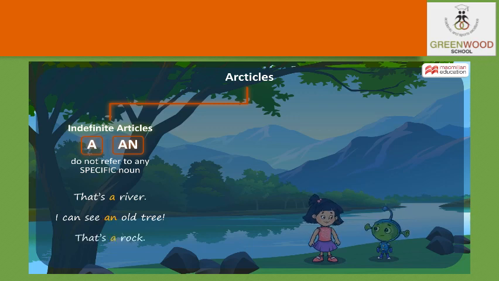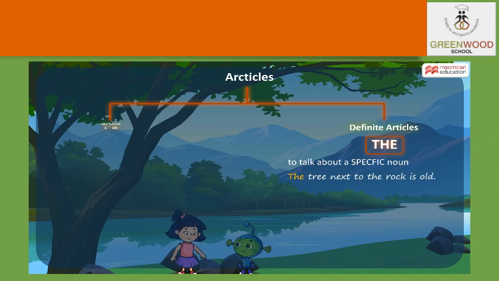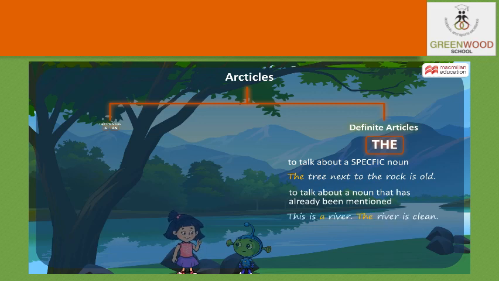Yep. Now, the is a definite article. This means we use the when we want to talk about a specific noun. For example, the tree next to the rock is old. Here, I'm talking about one specific tree. Similarly, we use the when we talk about a noun that has already been mentioned. This is a river. The river is clean.